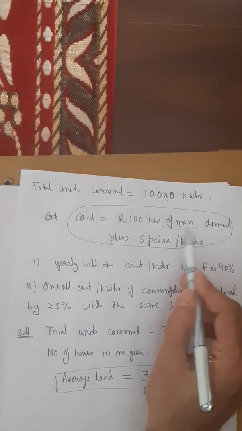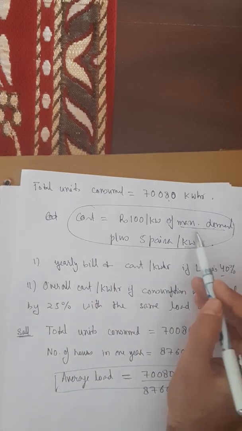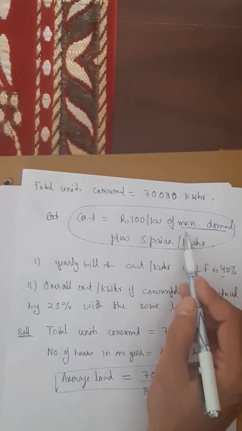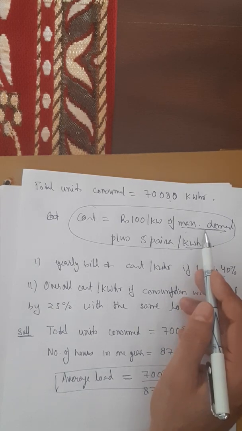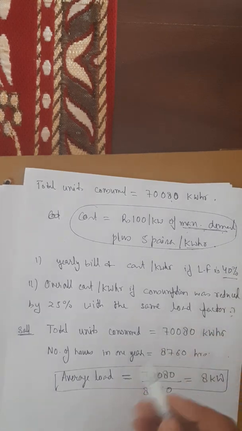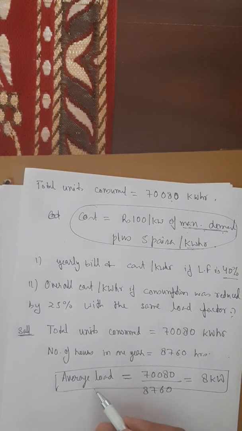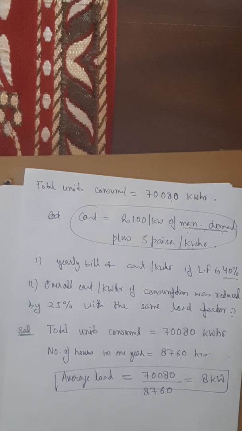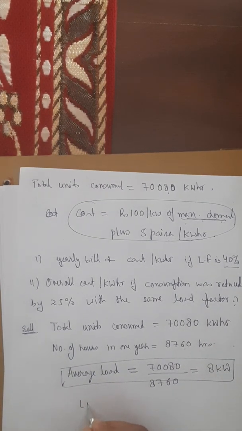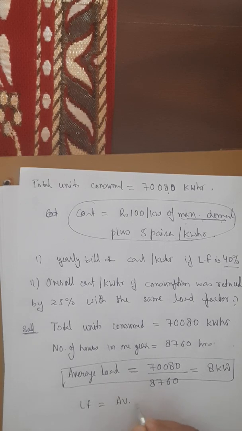What do you want to calculate? You want to calculate the maximum demand, because your cost depends upon the maximum demand. You have the total number of units consumed, kilowatt hour, but you don't have the maximum demand. For calculating maximum demand, you have the load factor. Since the load factor is given, what do you need? You need average load, which you can calculate simply from the total number of units consumed in a year. Once you know the average load and the load factor, you can easily calculate the maximum demand, because load factor is nothing but average load divided by maximum demand.